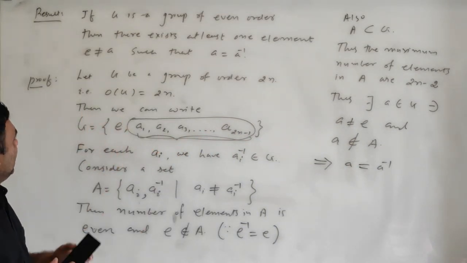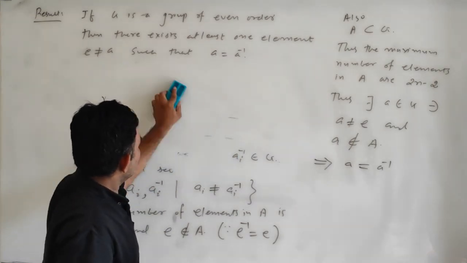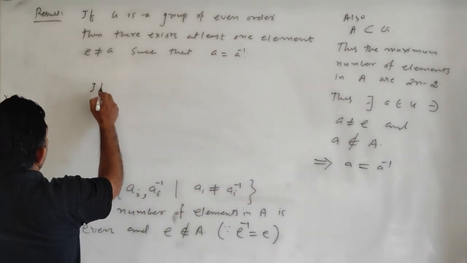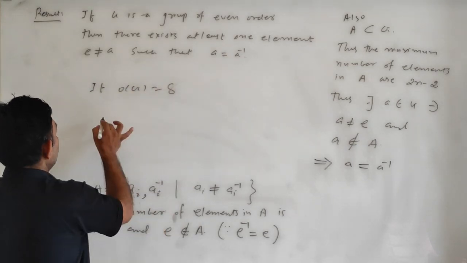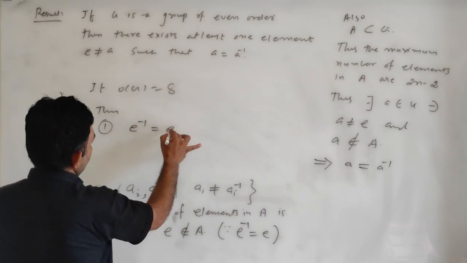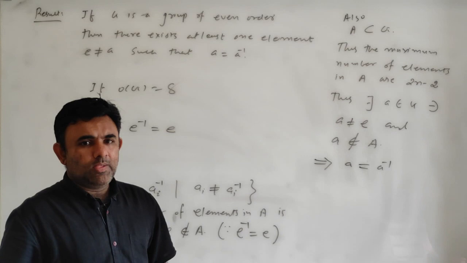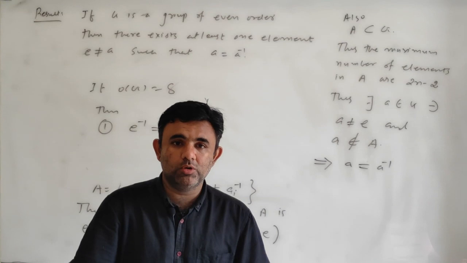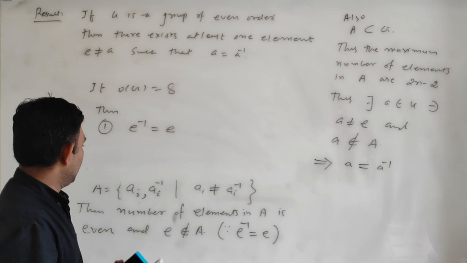So what is the meaning of this result? Let me explain by one example. This result says that if the order of G is equal to 8, then first information, identity inverse is identity, that is fine. It happens in any group, it may be finite, infinite, abelian, non-abelian, whose order is odd or even. Whatever group is given, identity inverse is identity, that is fine.